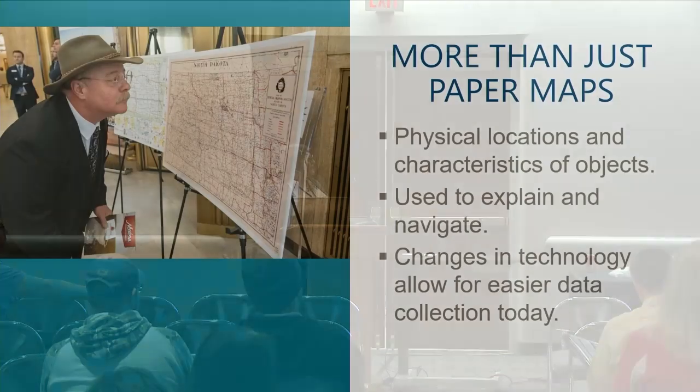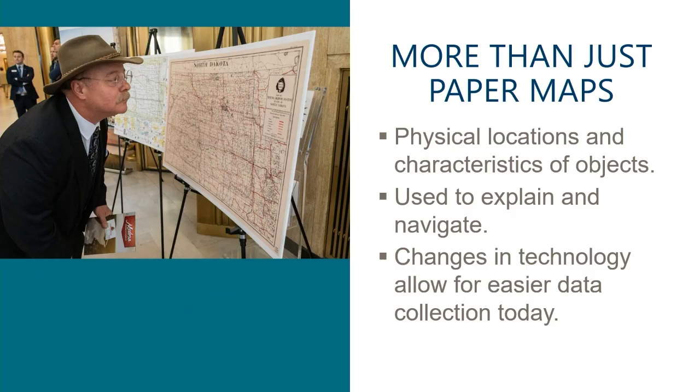So, more than just paper maps. I know a lot of people, when you think of spatial data, you think of the map itself. And spatial data is more than just the pretty picture on your map. The data behind the points, lines, and polygons that you collect should also explain characteristics of that object.